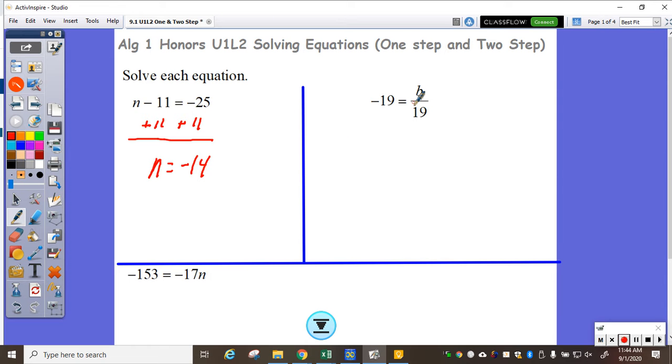So if I have b divided by 19, the opposite of division is multiplication, so what am I going to do to both sides? I'm going to multiply both sides by 19. Okay? Because if this is division, the opposite of division is multiplication. The idea is to eliminate these to get b by itself. And I get negative 361. I'll let you choose that.